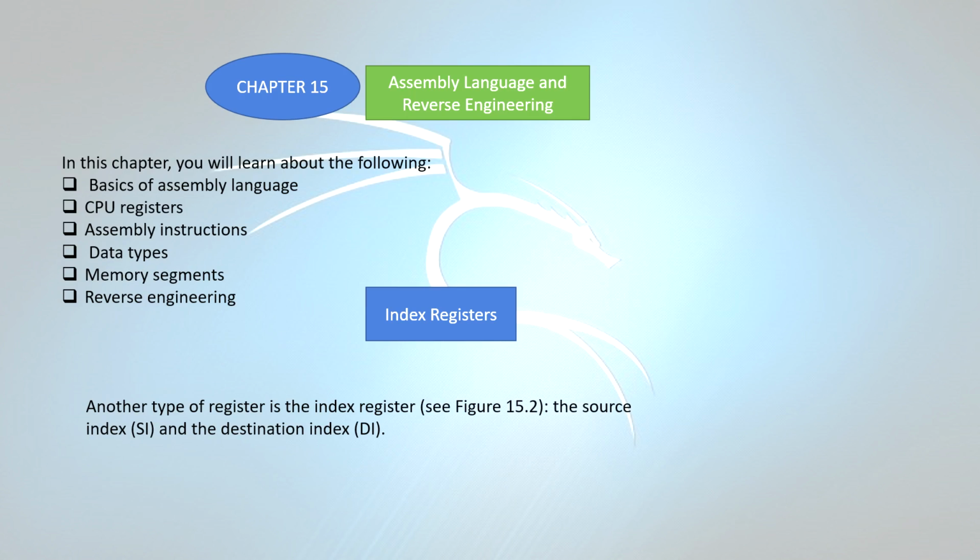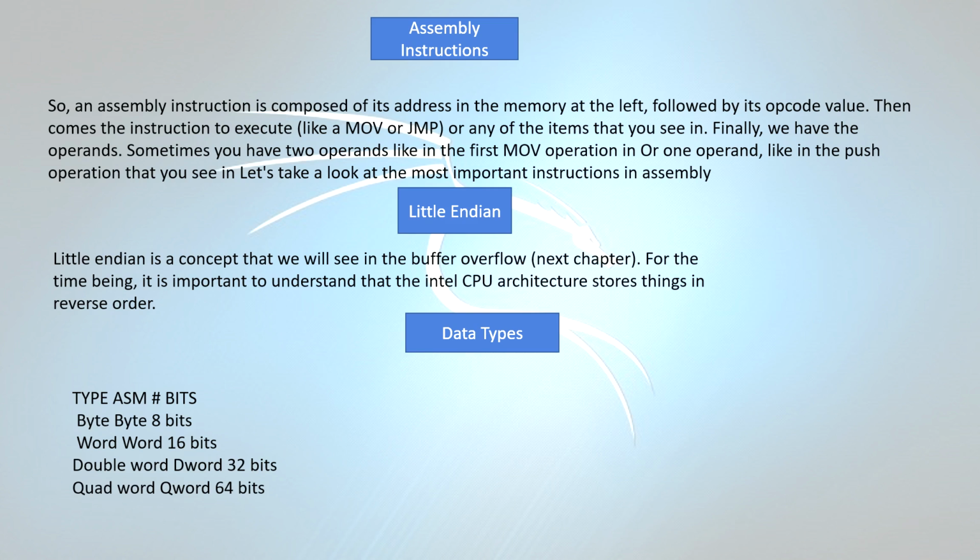Then Chapter 15, assembly language and reverse engineering. Basic assembly language, CPU registers, an introduction to assembly, data types and the memory. Index registers are another type of register: the source index (SI) and the destination index (DI). The assembly instruction addresses memory, following the code below.